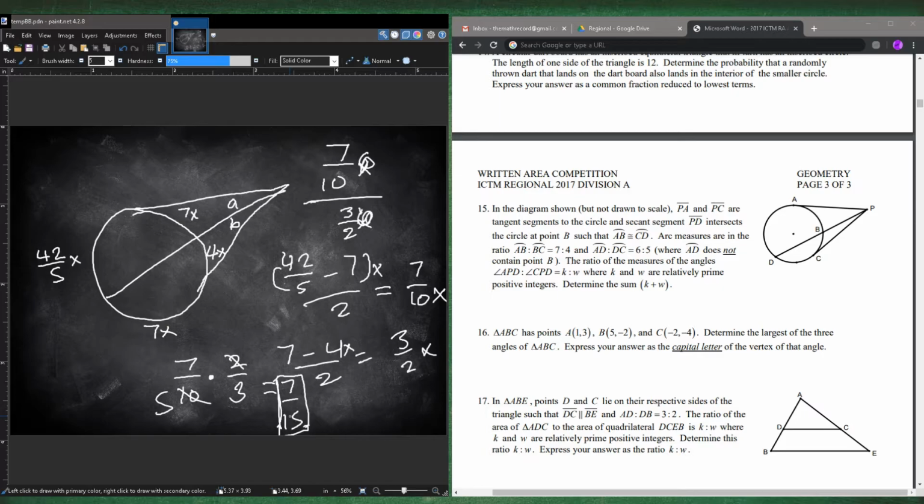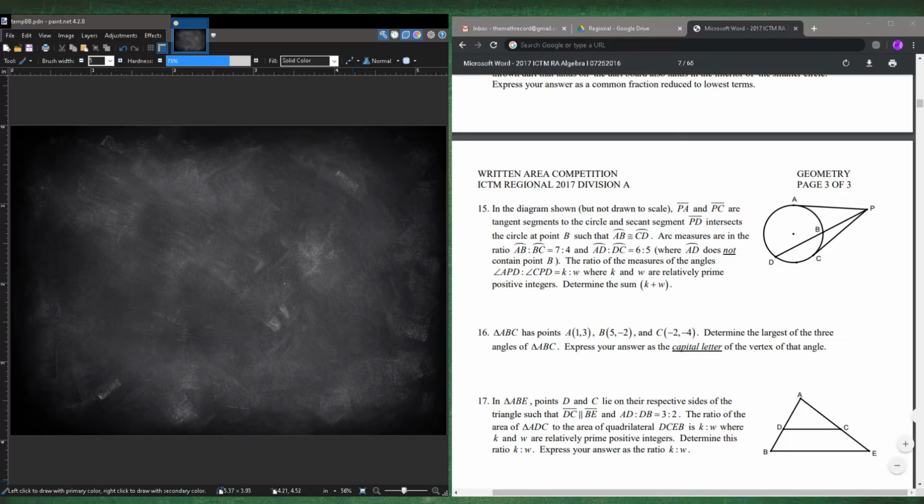Oh, sorry. That's just the ratio, 7, 15, right? And now we have to add them together. So the ratio is 7, 15. So 7 plus 15 is 22. And that's our answer, because it's k plus w, right? So as I just showed, you need to read the question. So that's 22 for 15.